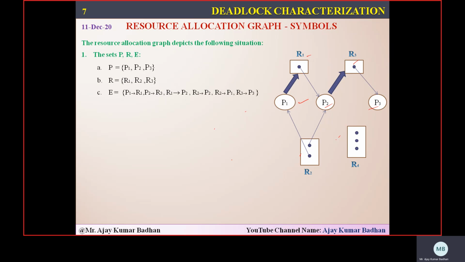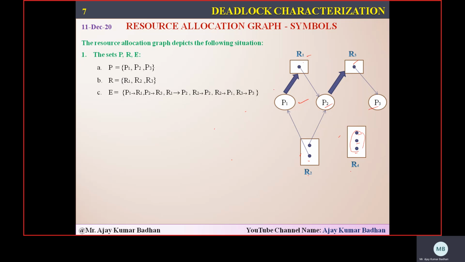Now every resource is having some set of instances. R4 is having three instances. Means at a time three processes can use this resource to complete the task. Whereas coming to R2, two instances. Means at a time two processes can access this particular resource and perform the task. Whereas coming to R1 and R3, we have only a single instance. Okay, now P1 is given one instance of R2.